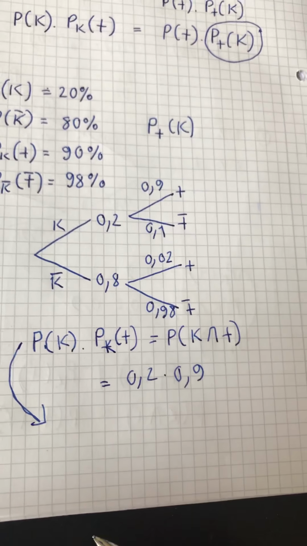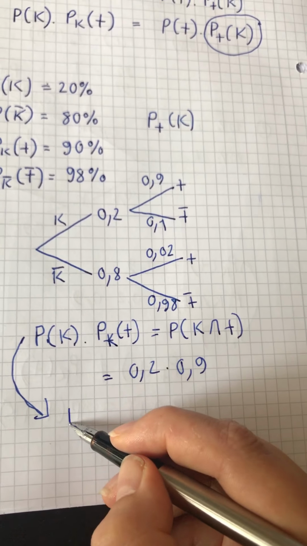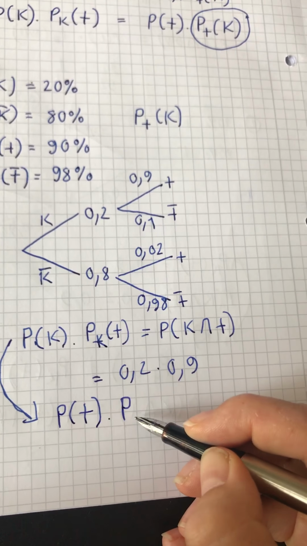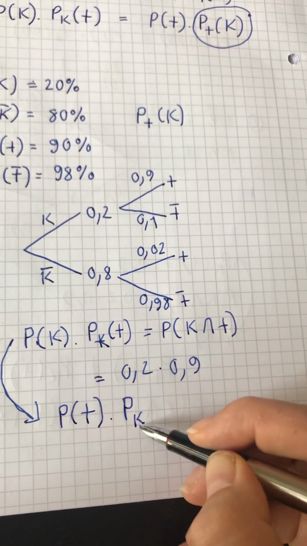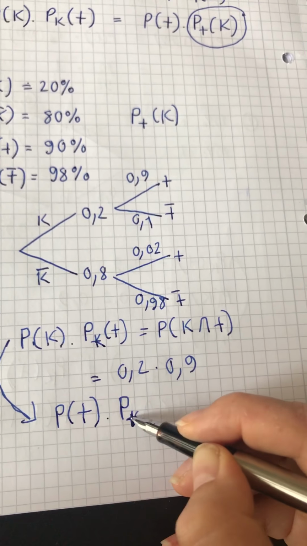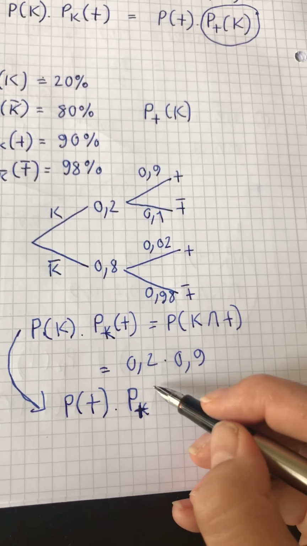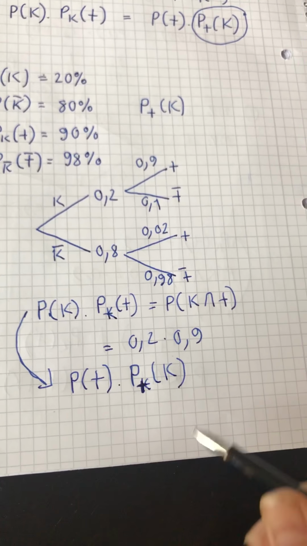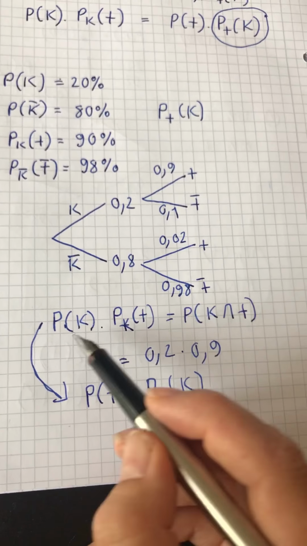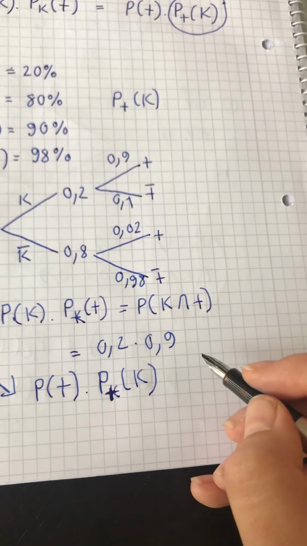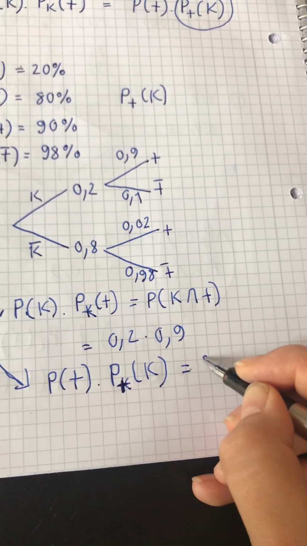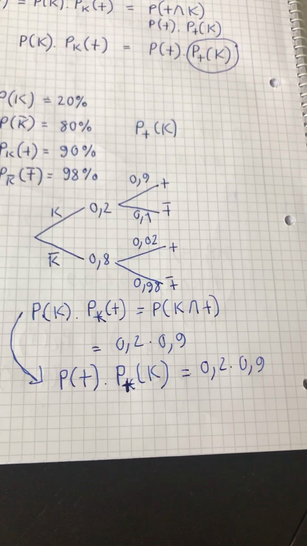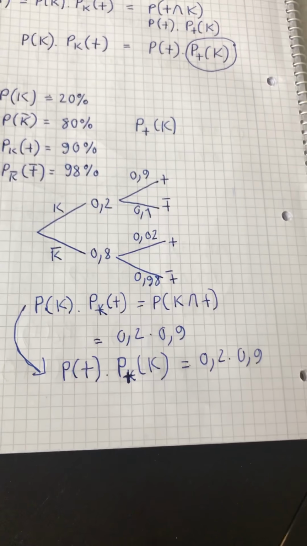Okay, we know that this here is also equal to the flipped, sorry, that should be a K, flipped condition, that under the Bedingung of being positive times the probability of being positive times the probability of being ill under the Bedingung of positive is also equal to this. Okay, it's also equal to 0.2 times 0.9, because it has to be equal to that.